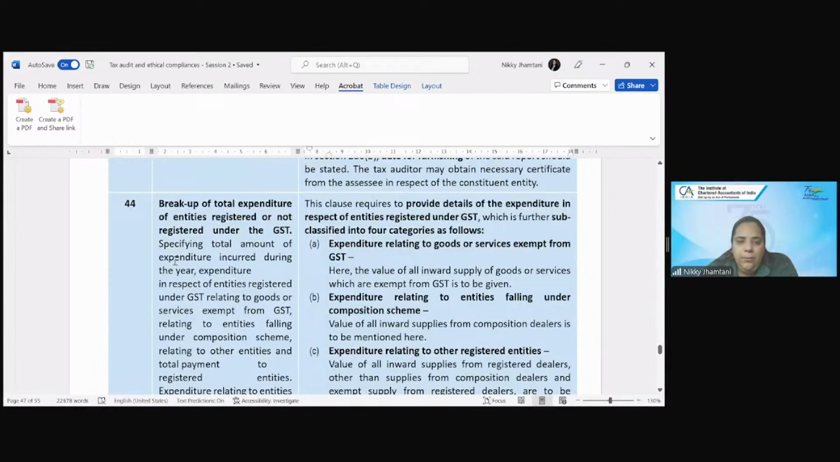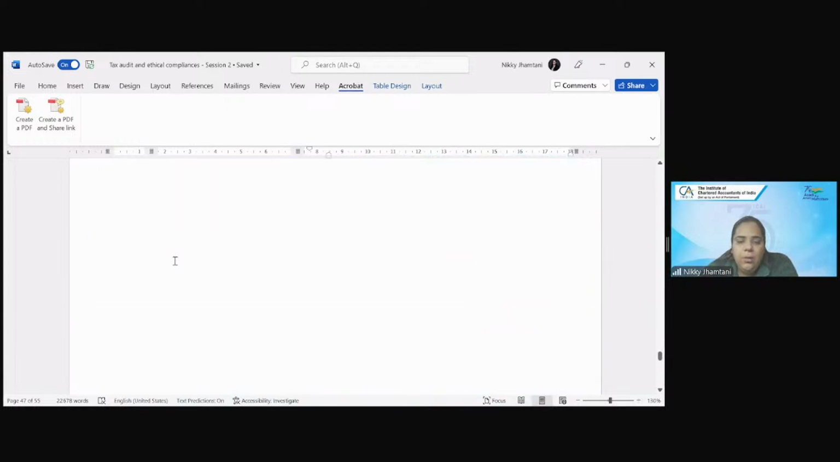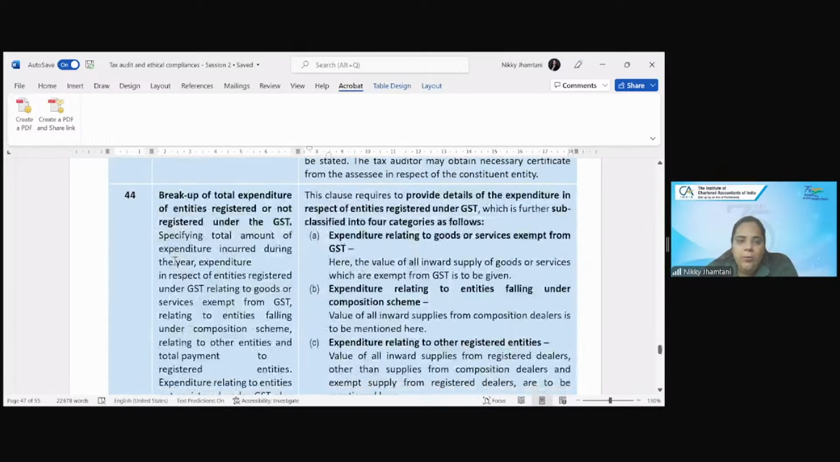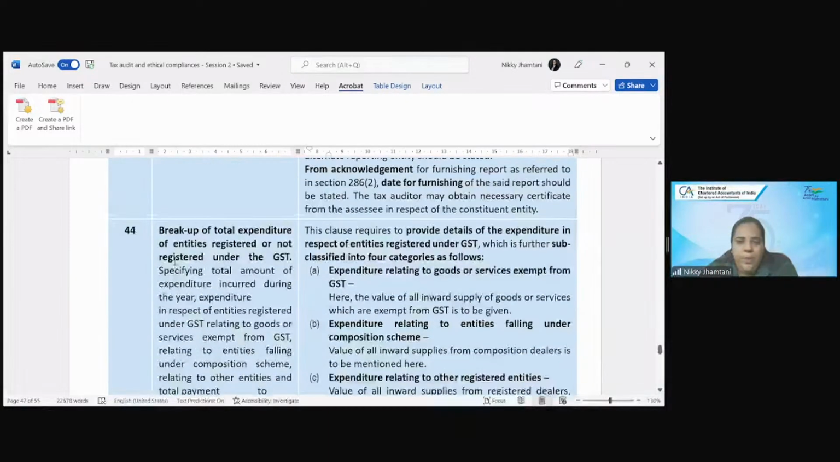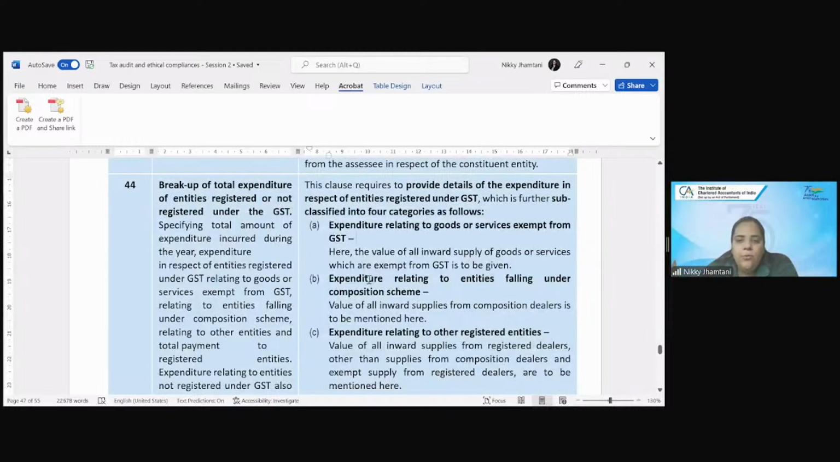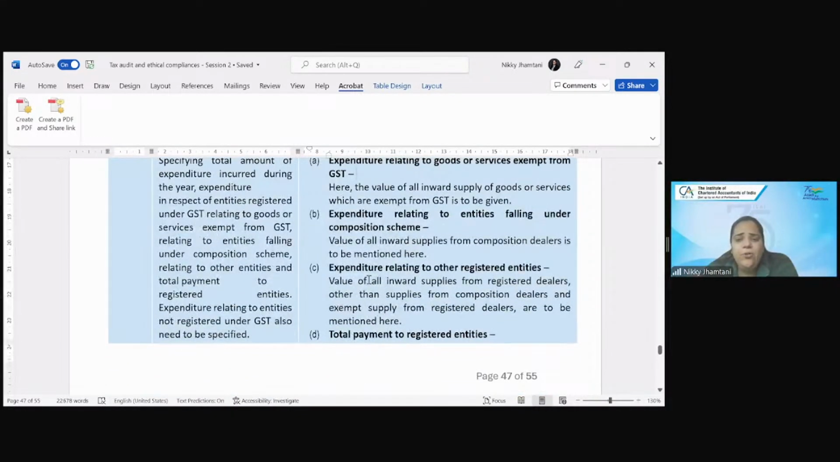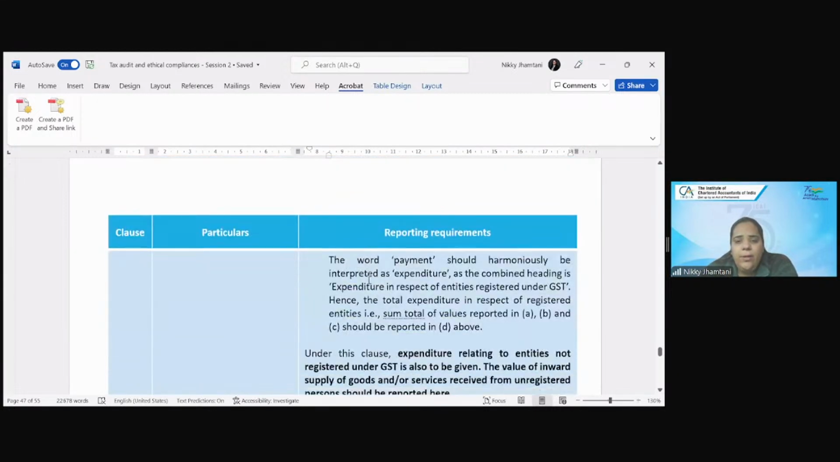Then last is 44. Clause 44 is breakup of total expenditure of entities registered or not under the GST. Okay? So this clause requires providing details of the expenditure in respect of entities registered under GST, which is further subclassified into 4 categories. So expenditure relating to goods or services exempt from GST, expenditure related to entities falling under composition scheme, expenditure relating to other registered entities, then total payment to registered entities.